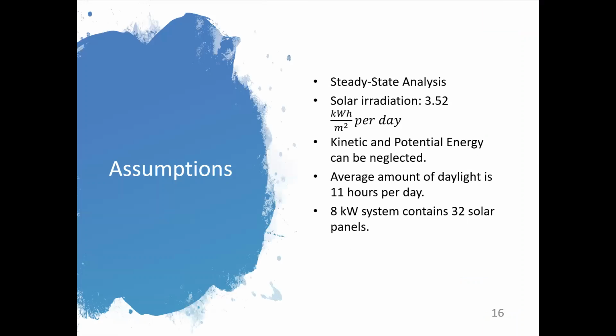These are assumptions we have considered that are really important. The system is in steady state. We have a solar irradiation of 3.52 kilowatt hour per meter squared per day, obtained from the zip code of 77057. We have 0 kinetic and potential energy. The average amount of daylight is around 11 hours, and 32 solar panels total are used for the system.